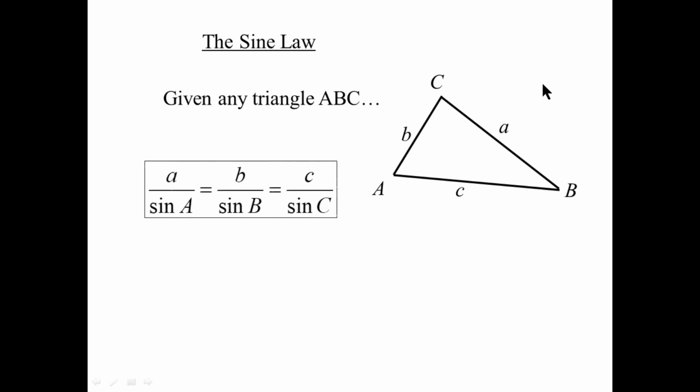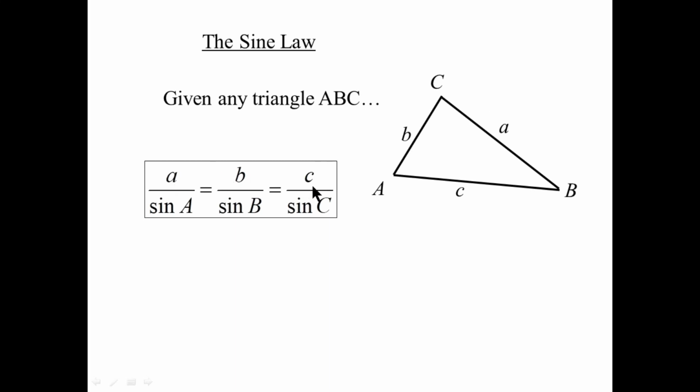Given any triangle ABC, it doesn't have to be a right angle triangle, any triangle ABC like this one for example, notice across from uppercase C, we have side lowercase c. Across from vertex uppercase A, we have side lowercase a. Across from vertex uppercase B, we have side lowercase b. Provided this convention is followed, the sine law states a over sine A equals b over sine B equals c over sine C. And the letters do not matter. It could be x over sine X.